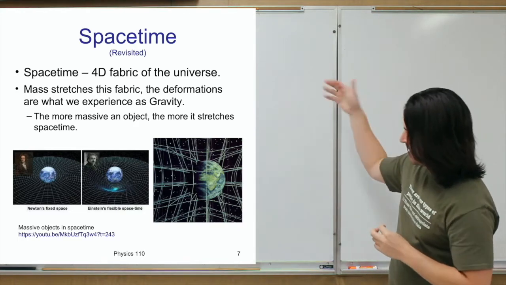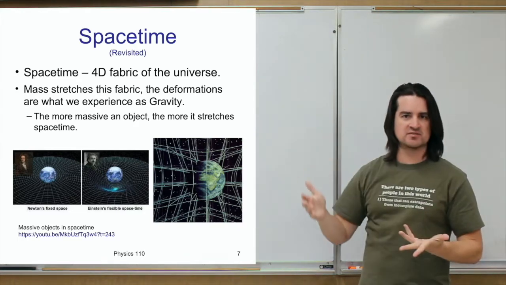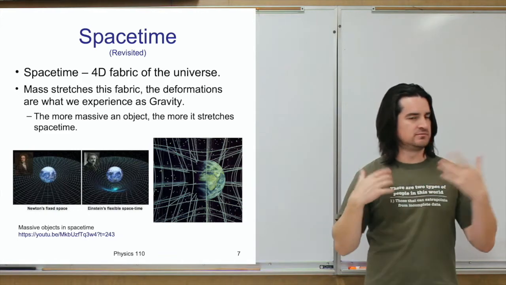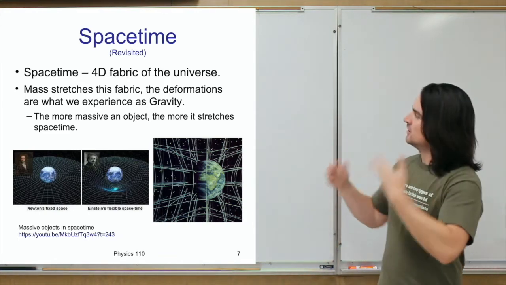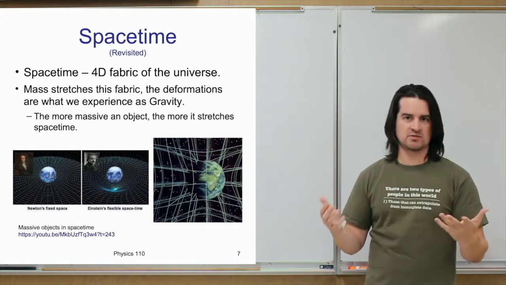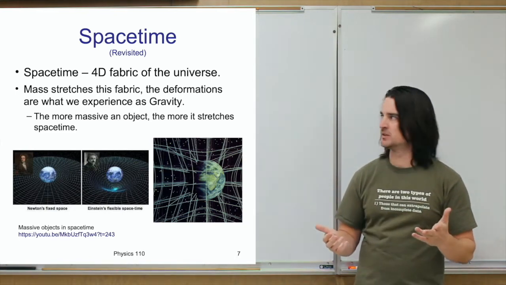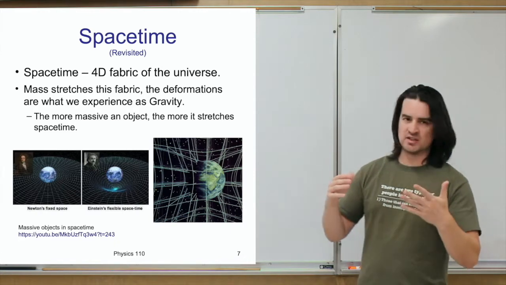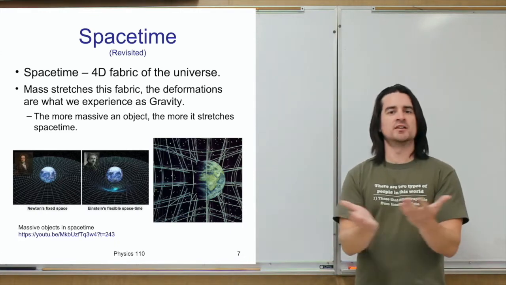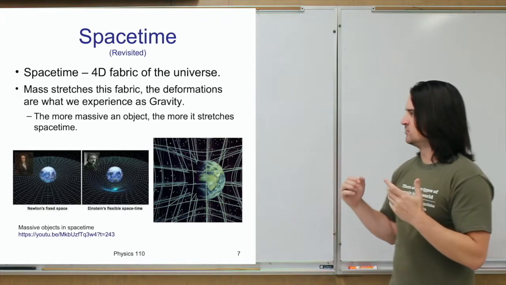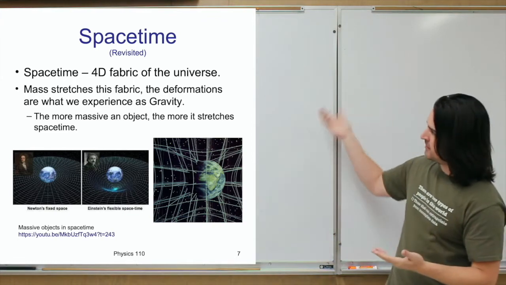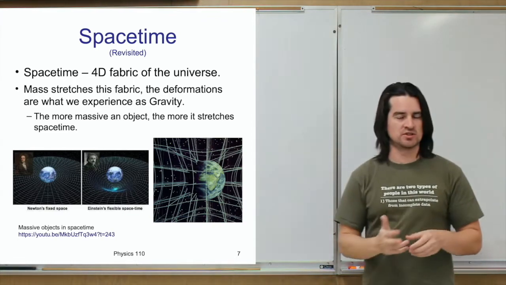So mass, anything that is massive, myself, you, this camera, floor, the Earth, sun, all those things stretch the fabric of space-time. And it's essentially the deforming of that fabric that we experience as gravity. And the more massive an object is, the more it's going to stretch space-time.